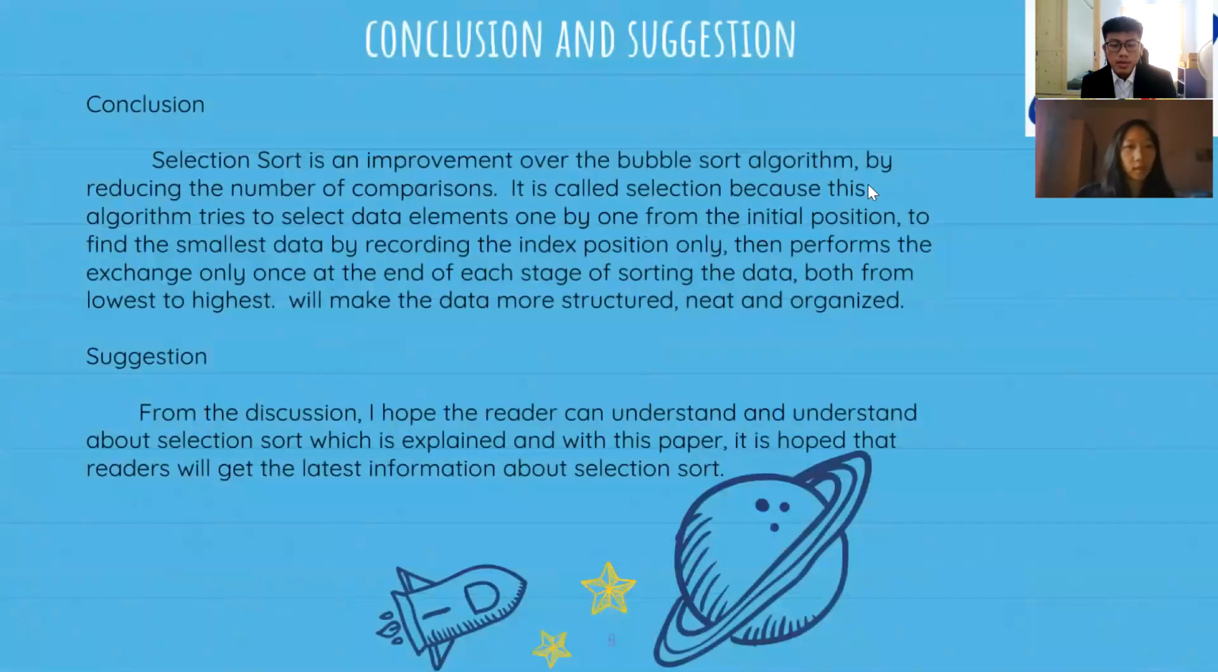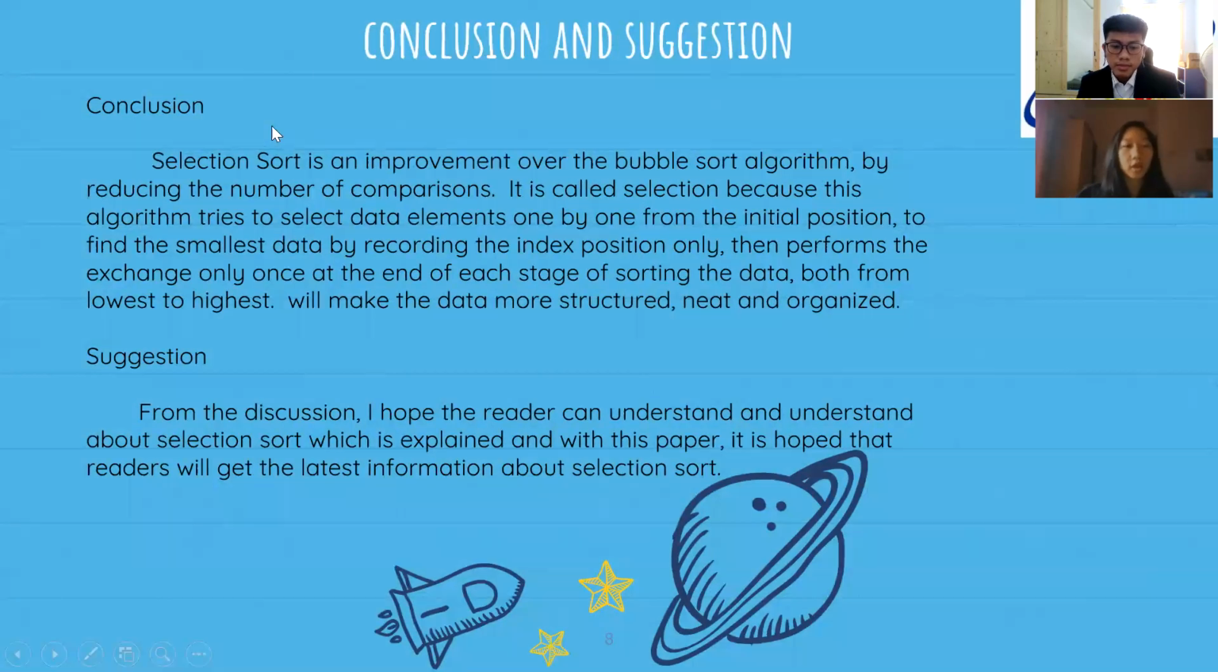This is a conclusion and suggestion. The conclusion is selection sort is an improvement over the bubble sort algorithm by reducing the number of comparisons. It is called selection because this algorithm tries to select data elements one by one from the initial position to find the smallest data by recording the index position only, then performs the exchange only once at the end of each stage of sorting the data, both for lowest to highest, which will make the data more structured, neat, and organized.